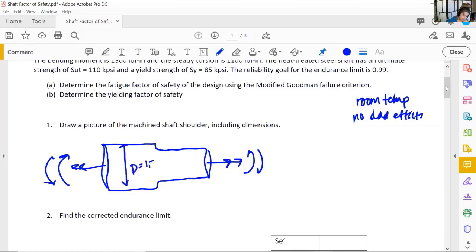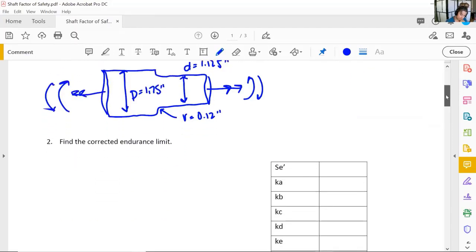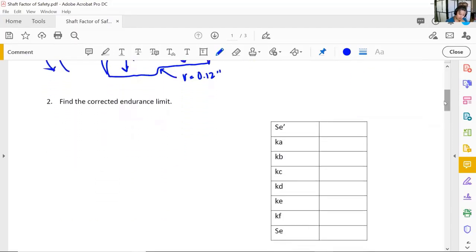So D equals 1.75 inches, big D that is. Little d is 1.125 inches. Fillet radius is 0.12 inches. Okay. So first step, find the corrected endurance limit.